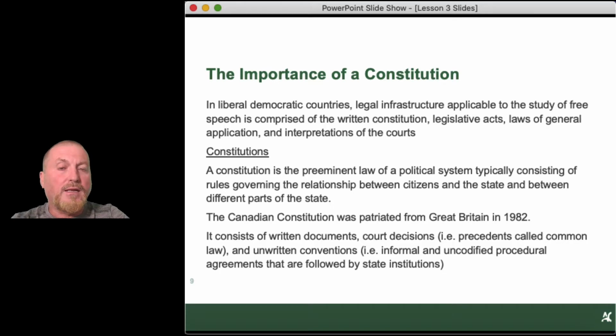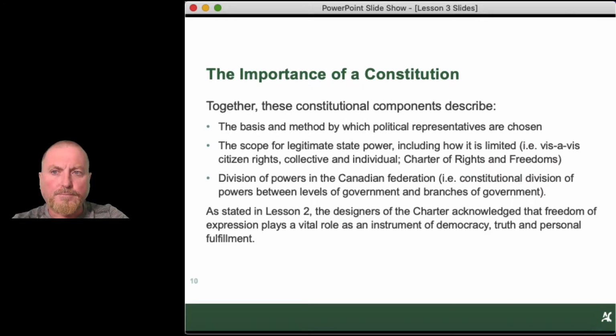Okay, so the Canadian Constitution was patriated from Great Britain in 1982. Okay, it consists of written documents. Something that a lot of people don't realize is the Constitution is more than just the written documents. It also involves court decisions, okay, which set precedent under common law, and unwritten conventions, informal and uncodified procedural agreements that are followed by state institutions, okay. All of these have representation before the courts when there is a dispute over a constitutional right, okay.